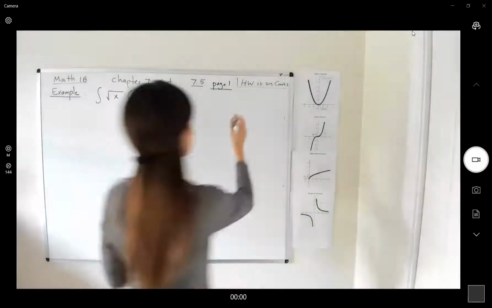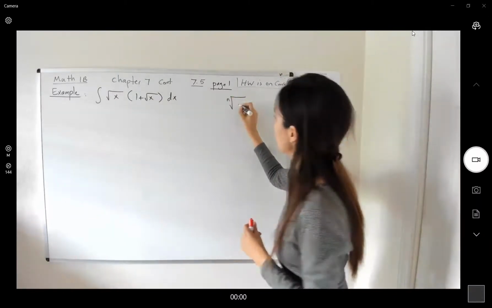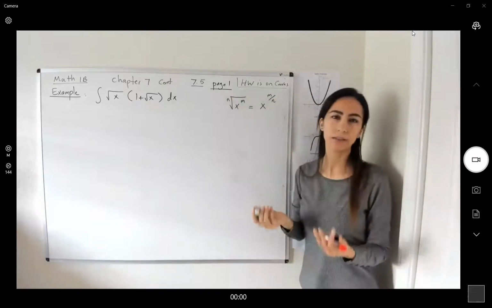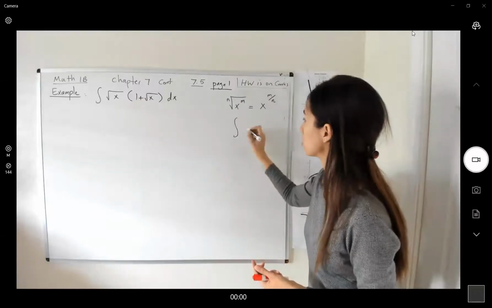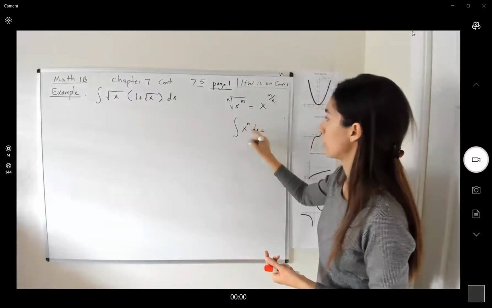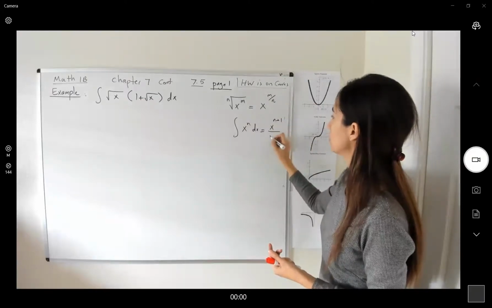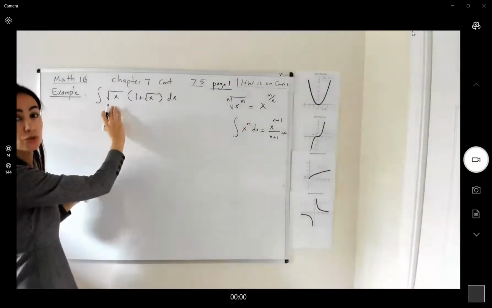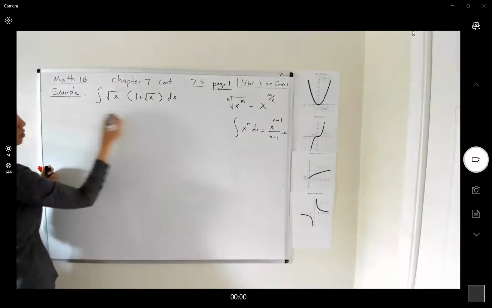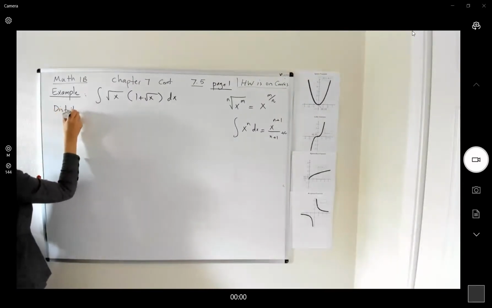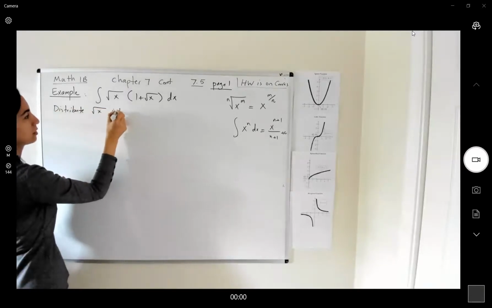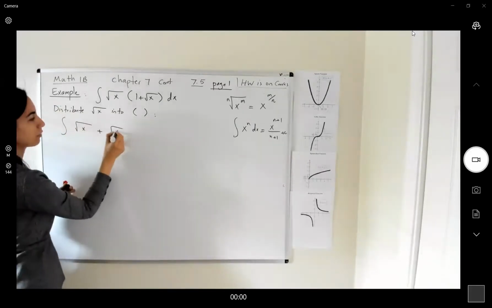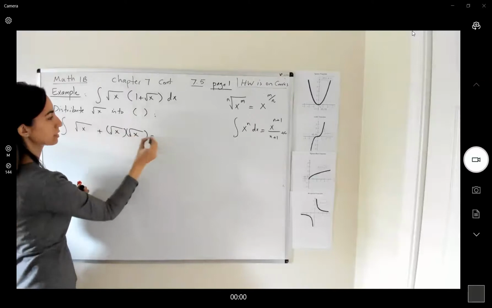We all know that the nth root of x to the m is equal to x raised to m over n, and this is just the format of the integral of x to the n dx. If you have an exponent, you get x to n plus 1 divided by n plus 1 plus constant of integration. So first, I'm going to distribute square root of x into the parentheses. We get the integral of square root of x plus square root of x times square root of x dx.